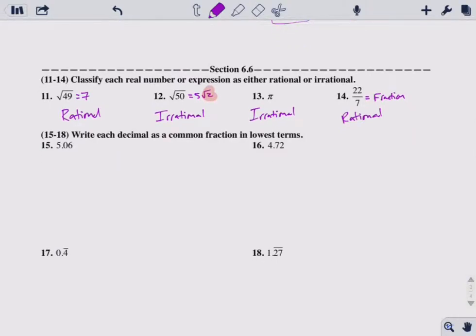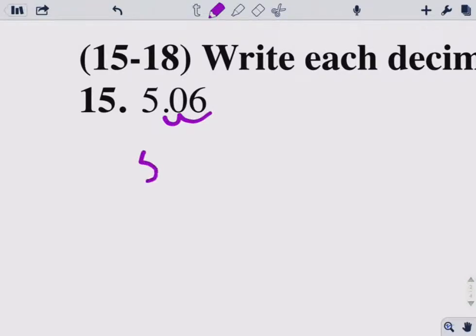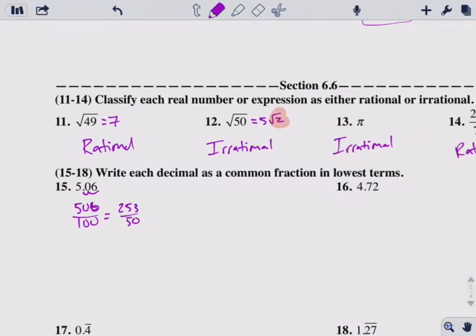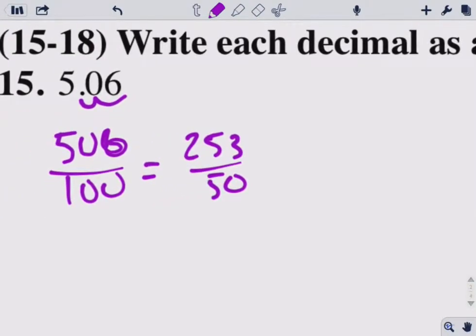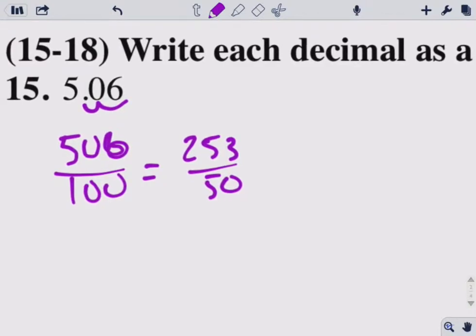Okay, write each decimal as a common fraction in lowest terms. We've got 2 decimal places, so we're over something with 1 with 2 zeros, and we reduce. That's 253 over 50, and I think that's as far as it goes. 5 doesn't go into it, 2 doesn't go into it. So, because that's 2 times 5 squared.